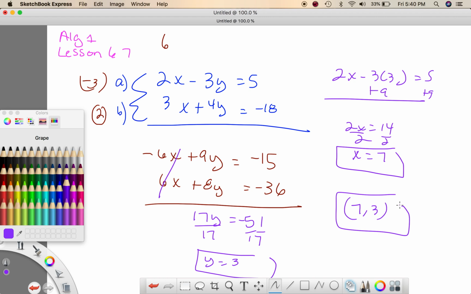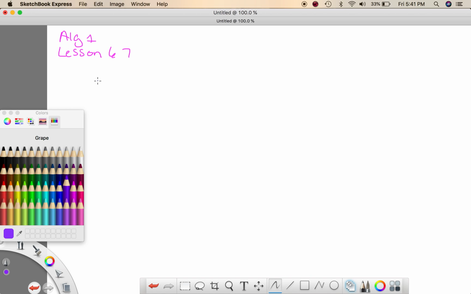Oops, I must have done something wrong. Oh, my mistake. This is -3. -3 makes it positive, so we're going to subtract 9. Subtract 9, which gives us -4, which gives us x is -2. And if I would have checked this in the other equation, I would have found out that I had a wrong solution. So let's do the next example, 67.3.